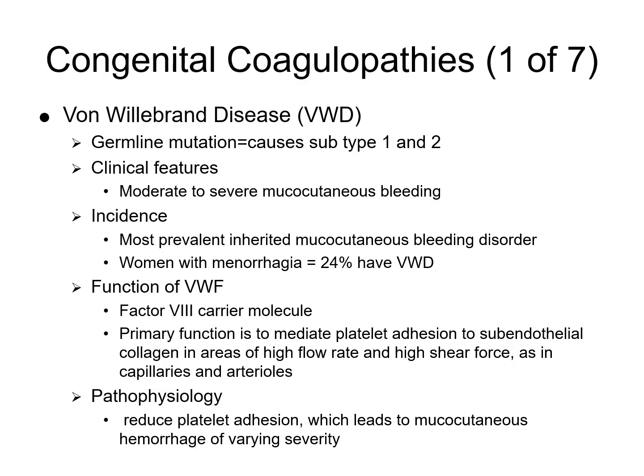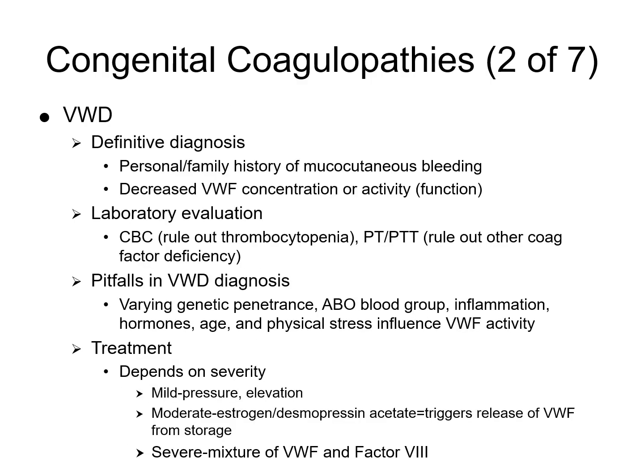Consequently, patients experience mucocutaneous hemorrhage, which varies in severity based on von Willebrand factor levels, type and function of von Willebrand factor, and the presence of coexisting factor 8 deficiency. A definitive diagnosis of von Willebrand will require both clinical and laboratory criteria. So they'll take a look at personal and family history. Is there recurrent or unexplained mucocutaneous bleeding, family members with known bleeding tendencies, or diagnosed with von Willebrand's disease.